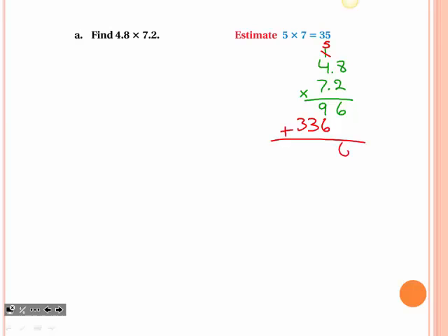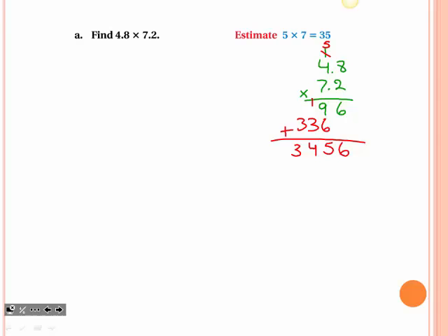Find 4.8 times 7.2. Again, we're still going to just multiply like normal. Pretend those decimal places aren't even there. We're going to multiply and get a 6, and then a 9. And then we're going to move over because we are going to our second number, and we're going to do 7 times 8, which is 56, carry the 5, 7 times 4, 28, plus 5 is 33, and then we can add them, 6, 5, 1, 4, 3, and that's our answer, except we're not quite done.